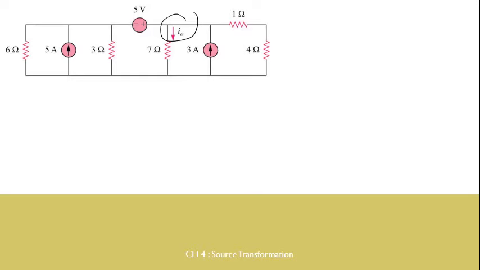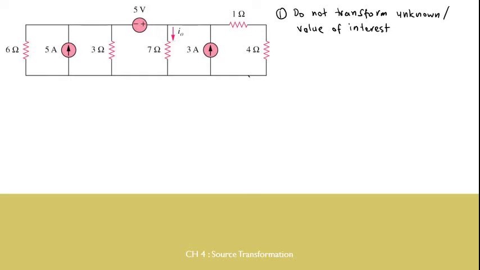Usually the question will ask you to find I naught using source transformation. So your task is not to transform this pipe. Please do not transform any unknown. For the first step, do not touch this unknown, or do not transform the value of interest, the one you're going to find, because if you transform this, you're going to remove this I naught. So please do not touch it.